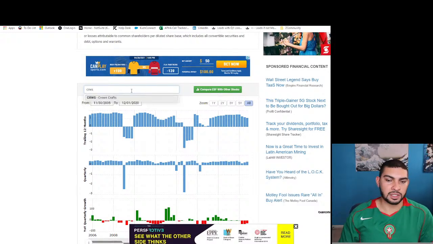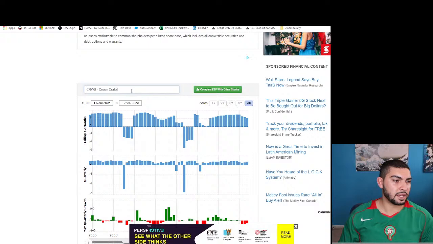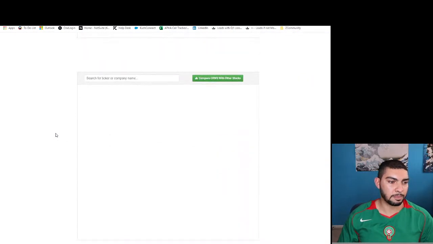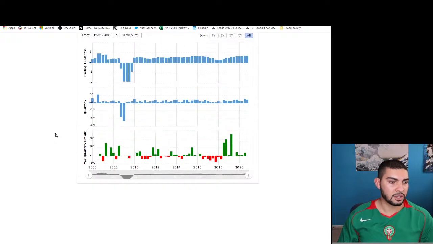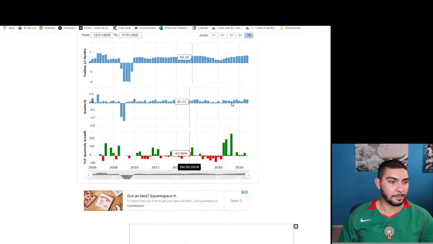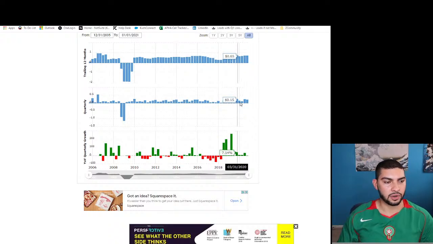I want you guys to keep in mind that when it comes down to EPS, the reason we're spending so much time on this is because earnings per share is probably one of the biggest and most important things in evaluating a company's success. Earnings per share is basically showing you the profits of a company and how they compare with the amount of shares that are available overall.